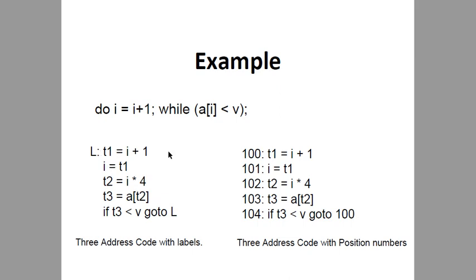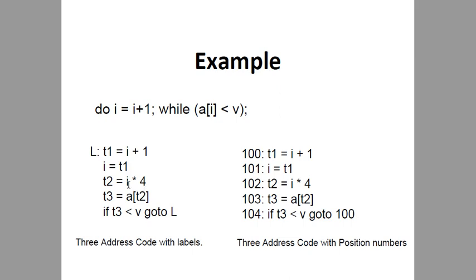Then the 3 address code for determining the value of a[i] is written assuming that each array element takes 4 bytes. So that is why T2 is computing the address for a[i], where we have taken an integer variable, which, suppose, takes 4 bytes.